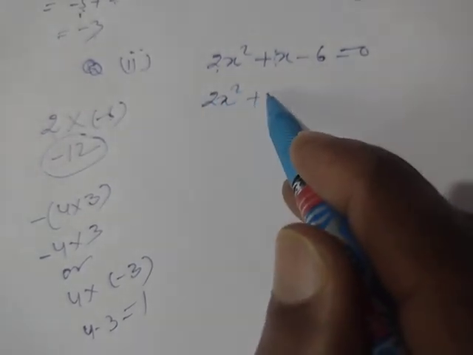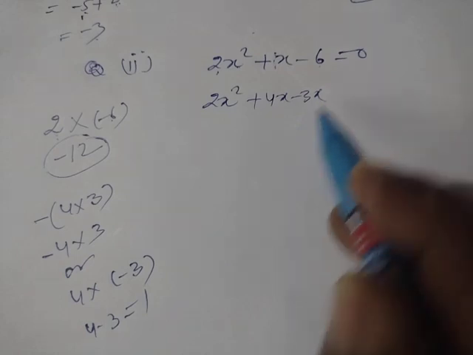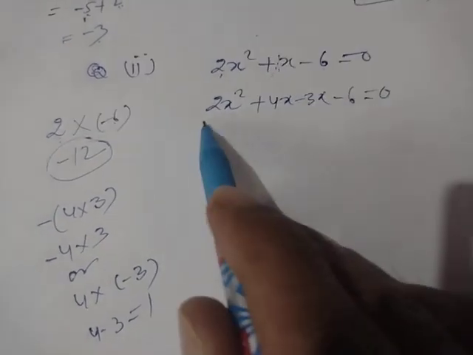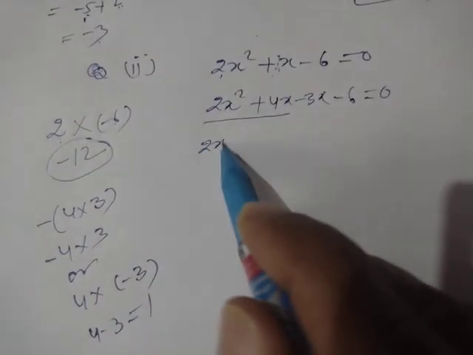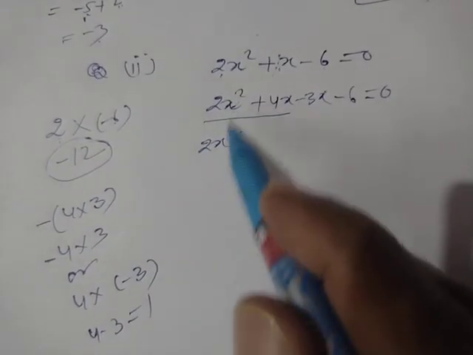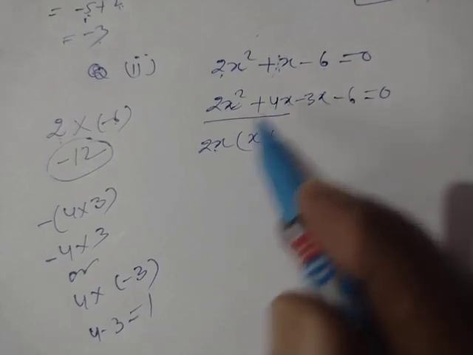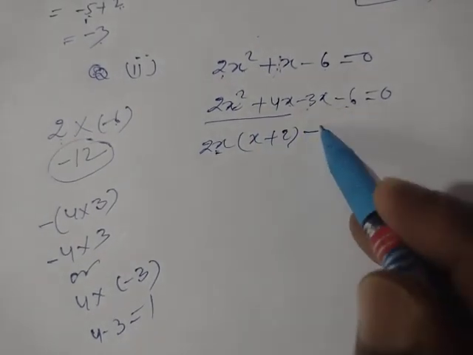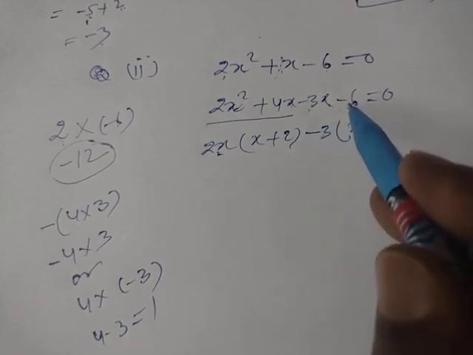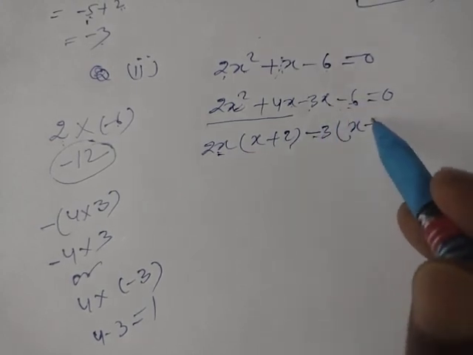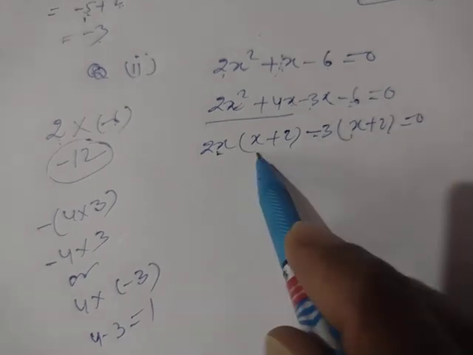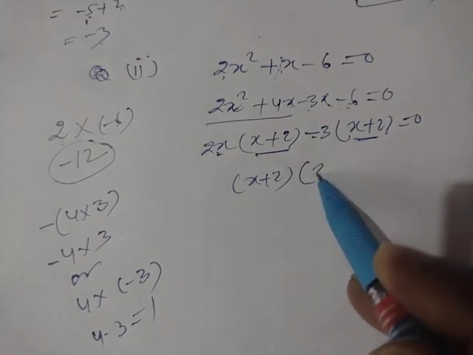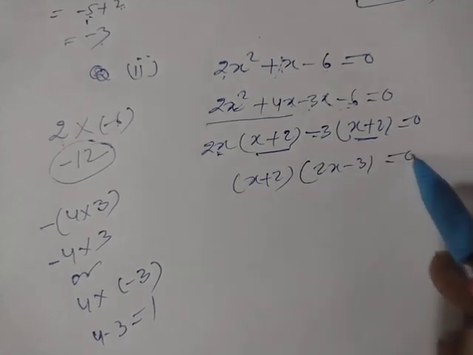2x square plus 4x minus 3x minus 6 is equal to 0. What is common in this? 2x square upon 2x is x, 4x upon 2x is 2. What is common here? Minus 3. Then x minus 6 upon minus 3 is plus 2. x plus 2 is common. Then 2x minus 3 will be here.